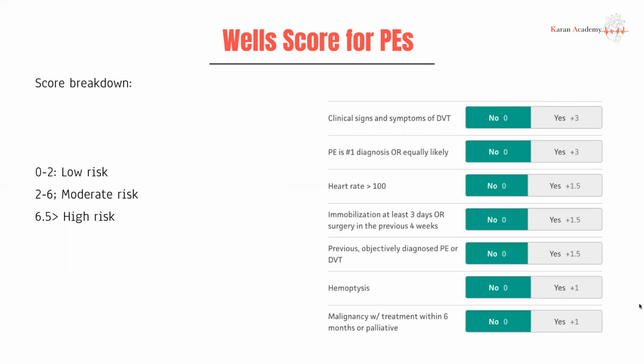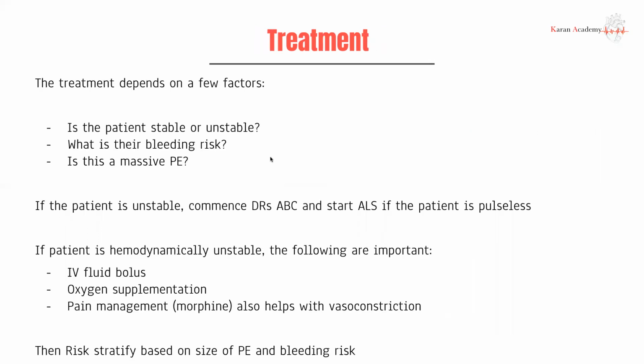So these are, again, the factors. I don't think I need to go through these, relatively self-explanatory. So just remember, Wells score for PEs, Wells score for DVTs. When it comes to treatment, again, depends on a few factors, and I know that's not helpful, but I'll try my absolute best to make this as digestible as possible.